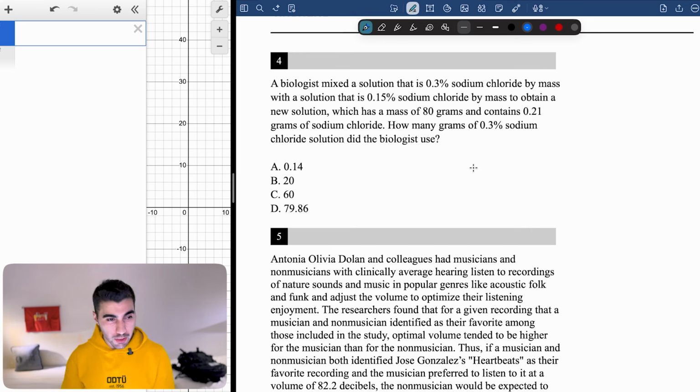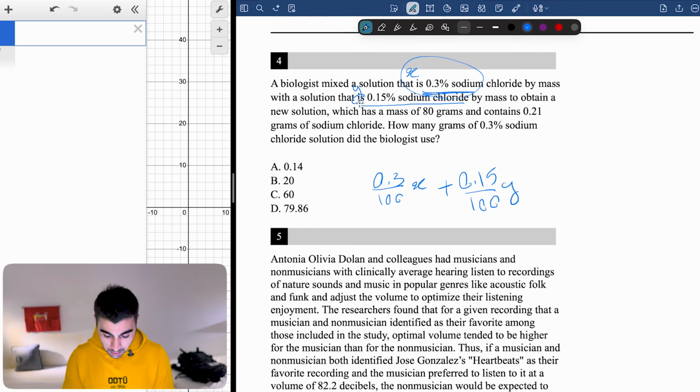So we are mixing a solution that is this much sodium chloride by mass with a solution that is this much sodium chloride. Let's say we're mixing X grams of 0.3% sodium chloride and Y grams of 0.15% sodium chloride. So how much sodium chloride is in this mixture in total is going to be 0.3 divided by 100 times X. This is how much pure sodium chloride we have in this mixture, plus 0.15 divided by 100 times Y grams.